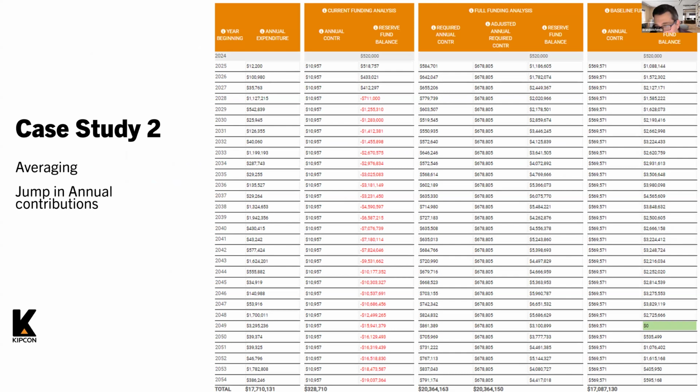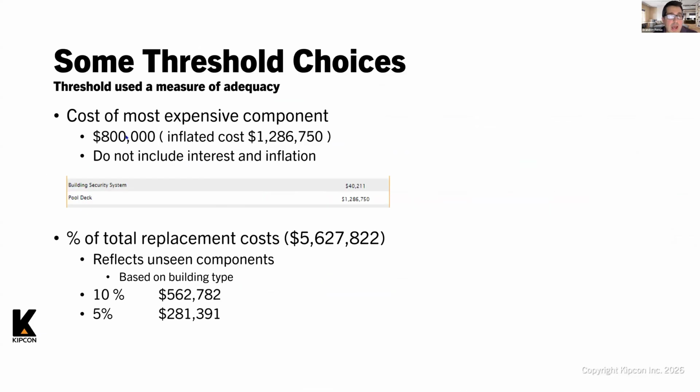Not a good situation, essentially what was happening here. So now we start on our trial and error process. $800,000 in this instance was the cost of the largest item, and that's in current dollars. In inflated dollars, that was 1.2 million, as you can see. So the first determination was, let's take interest and inflation out and see where we fall.